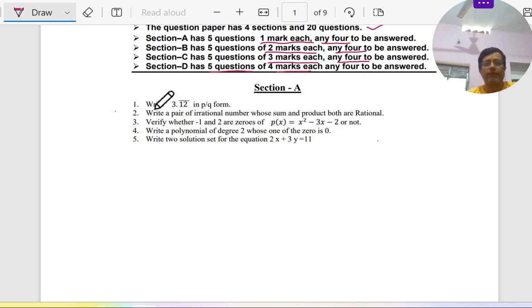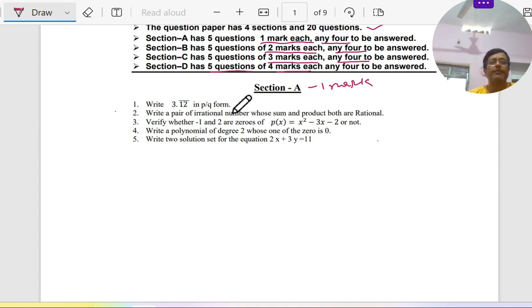Here it is given, question number 1. This is of 1 mark. Section 1 is of 1 mark questions. So in a 1 mark question, what will be the system of answering? First, you have to write the direct answer. If some calculation is given, or if it says you have to do it, then only you have to show the process, otherwise you do not have to show the process.